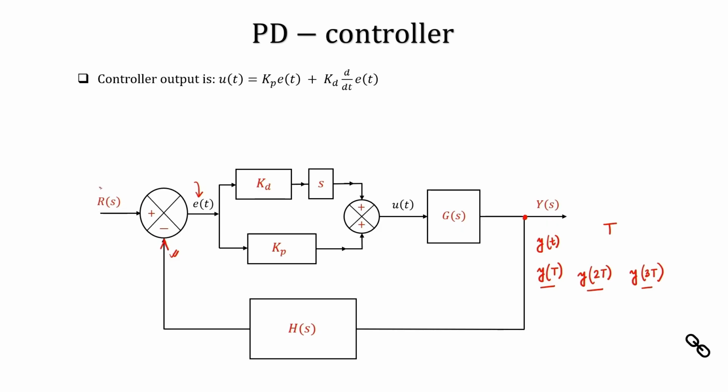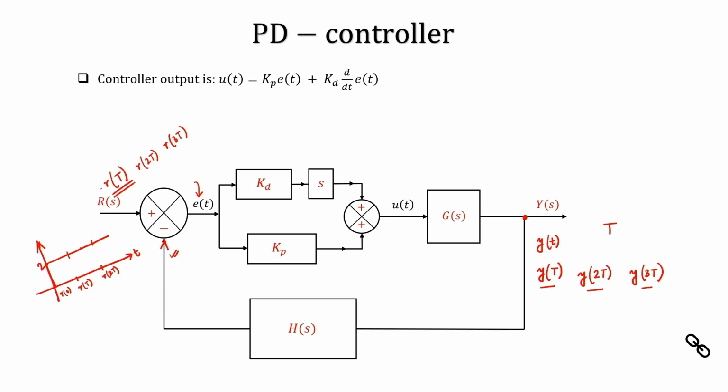Similarly, you will also sample the reference signal. What is the reference signal? r(T), r(2T), r(3T), and so on. For example, suppose your reference signal was a unit step signal which looks something like this. So at r(0) the value, say, is 2. Then at r(0) this is 2, at r(T) this is 2, at r(2T) this is 2. So these are the sample points that you are taking.